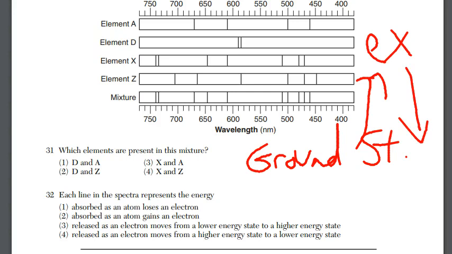So the line of the spectra is representing the energy that is released as electrons move from higher back to lower, which is choice 4. So energy is absorbed, goes from lower to higher, but then energy is released going from higher to lower. Definitely going to see probably both or at least one of these questions again. Let's go to question 33.